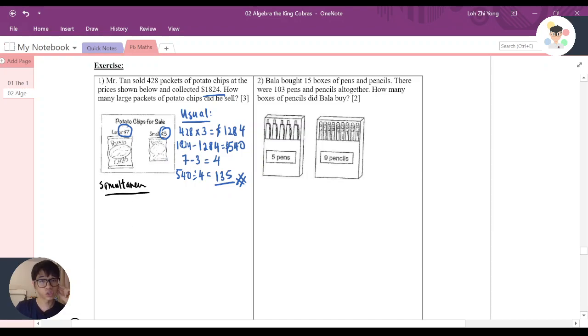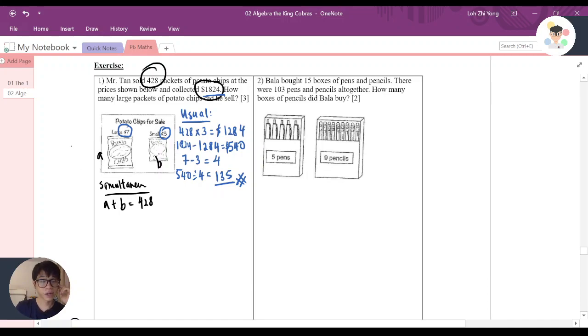First, I assume the number of large packets of potato chips. Since I don't know how many, I name it A. And I don't know how many small ones, so I put B. So I know that A plus B for sure is 428, which makes sense because 428 is given. But the collected money is 1824.